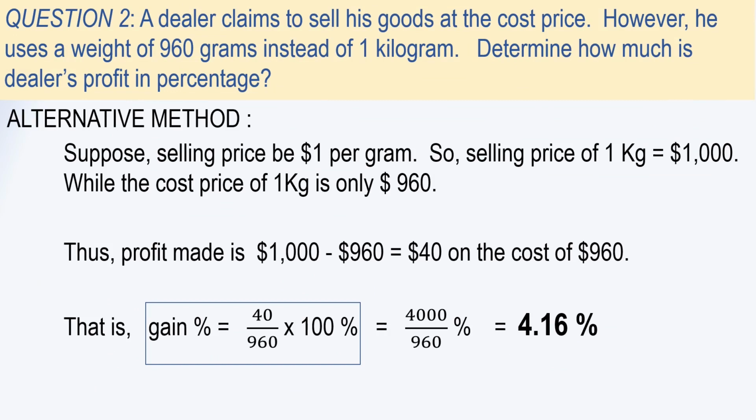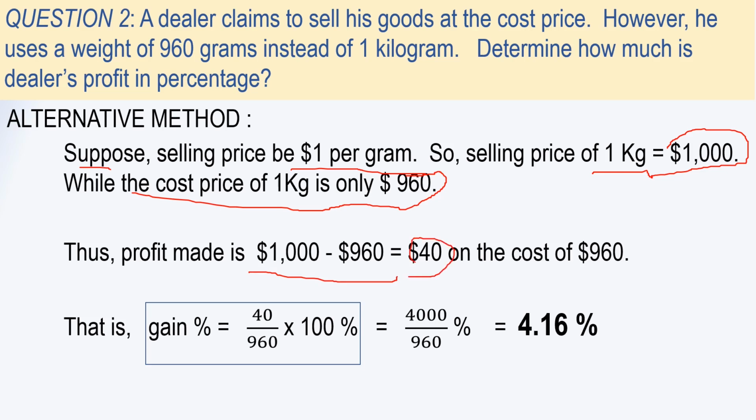And now let's solve this question in an alternate method. The same question we are going to solve, and we'll say suppose the selling price is $1 per gram. So the selling price of 1 kilogram will be equal to $1,000, while the cost price of 1 kilogram will remain only $960, because actually the seller is giving out 960 grams while he is claiming that he is selling 1000 grams. So therefore the profit will be $1,000 minus $960, which is equal to 40 on the cost of $960.